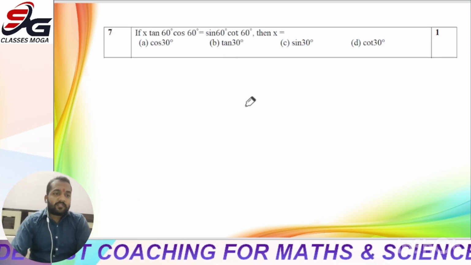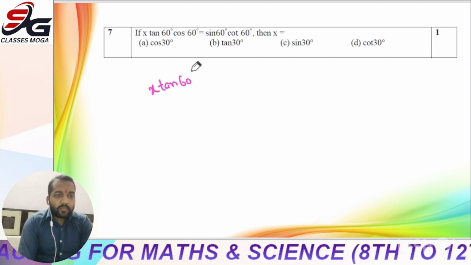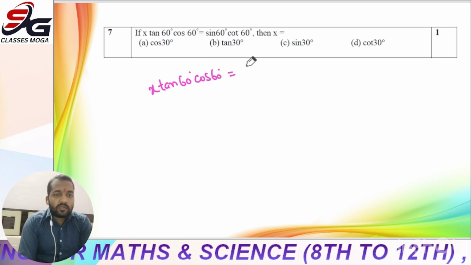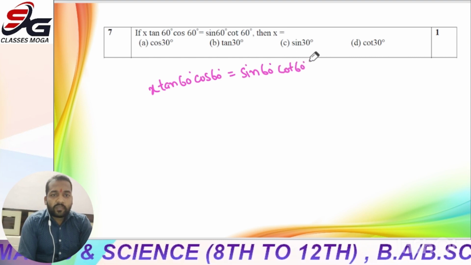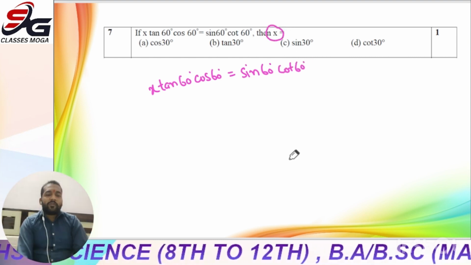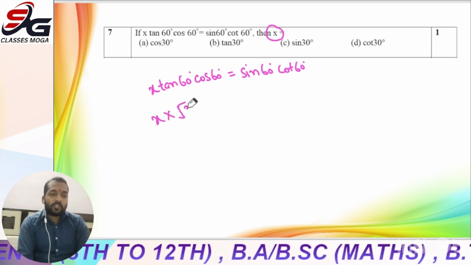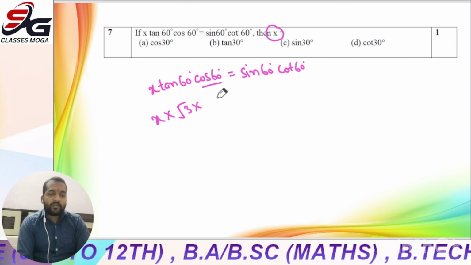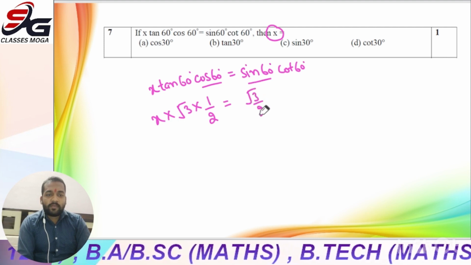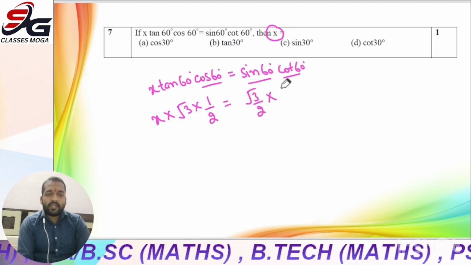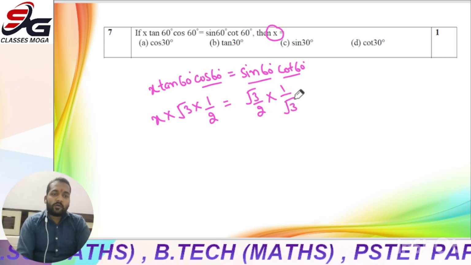Now next question, number 7. If x into tan 60 into cos 60 is equal to sin 60 into cot 60, then x is equal to? We have to find the value of x here. Friends, we know tan 60 is root 3. Cos 60, students, is 1 by 2. Sin 60 is root 3 by 2. And cot 60 is 1 by root 3.